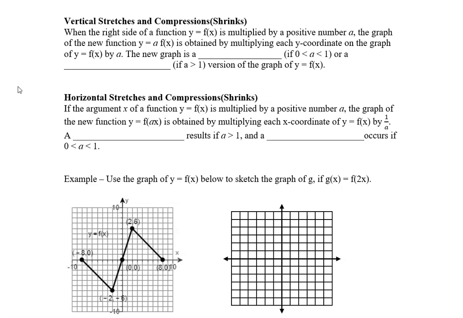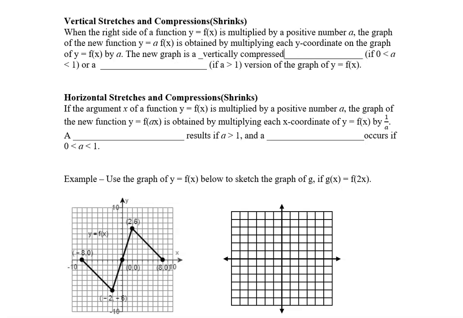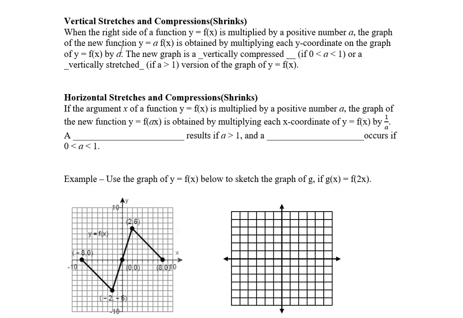So when the right side of a function y equals f of x is multiplied by a positive number a, the graph of the new function y equals a times f of x is obtained by multiplying each y coordinate on the graph of y equals f of x by a. The new graph is a vertically compressed if a is between 0 and 1, or a vertically stretched if a is greater than 1 version of the graph y equals f of x.